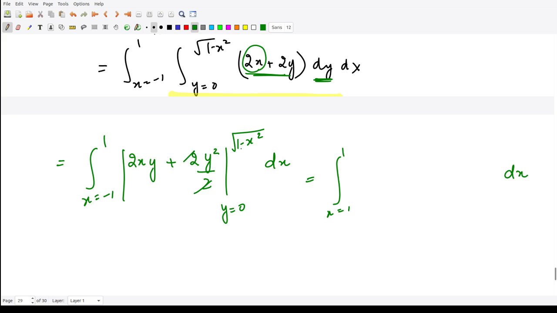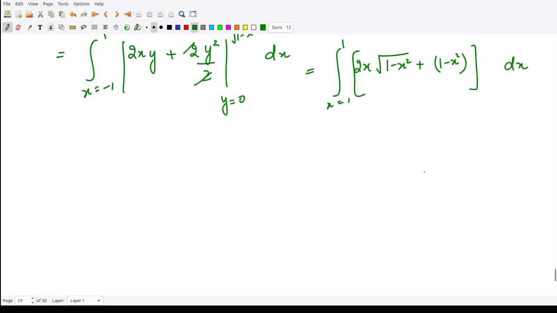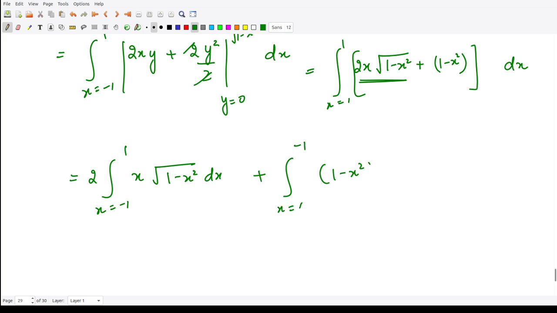So when you substitute the upper limit, it would be 2x square root of 1 minus x square, and for the second quantity it would be 1 minus x square, and when you substitute the limit 0, it would be 0. So now we have to perform the integration of this quantity with respect to x. For this first term, we can separate out this integral. So it would be 2 outside, x square root of 1 minus x square dx, and then the integral of 1 minus x square dx, with x varying from minus 1 to 1.